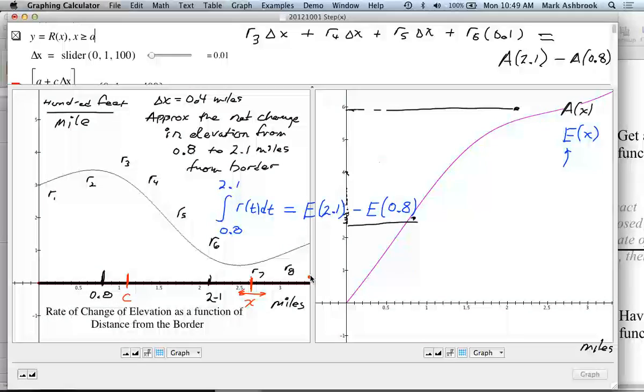So I want the open form exact accumulation function if we start at C miles from the border and go to X miles from the border. Integral from C to X of R(t) dt. What do you think? That's right. Okay. And now we want to use the elevation function to write that same accumulation function. What would it be? Yeah. So just E of X minus E of C.